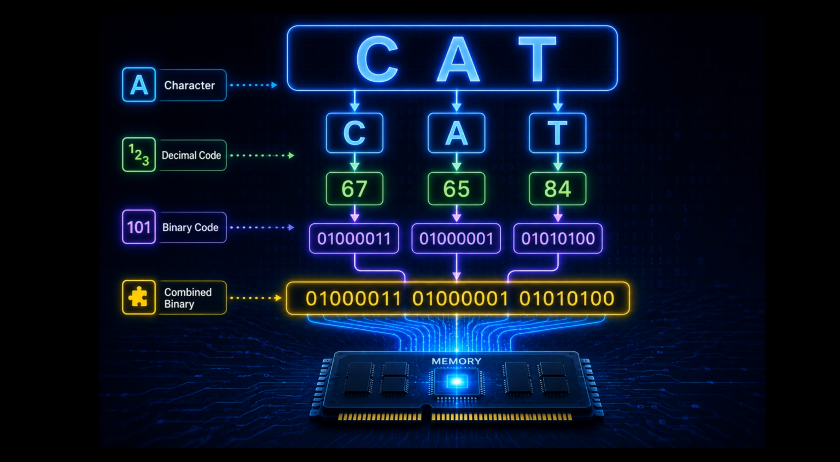The computer then combines these binary values in the correct order. This sequence of binary digits is what the computer stores in memory. When the data is read later, the computer decodes each binary value back into its original character. That is how the simple word cat can be stored, processed, and displayed accurately using binary.